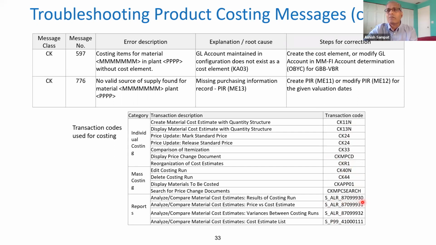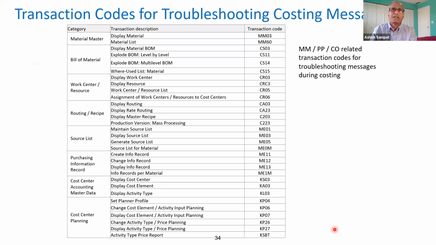There are nice reports available. The one that I particularly like a lot is SP9941000111. It allows you to analyze multiple cost estimates. But because these are resource intensive transactions, be careful when you run it wide open. And here are some transaction codes for troubleshooting costing messages.